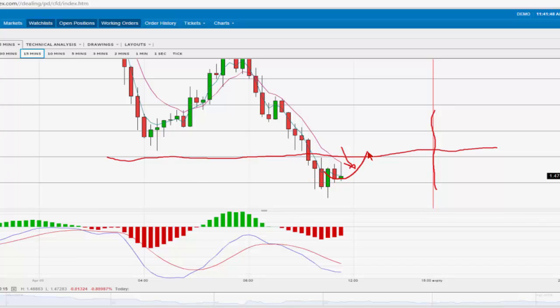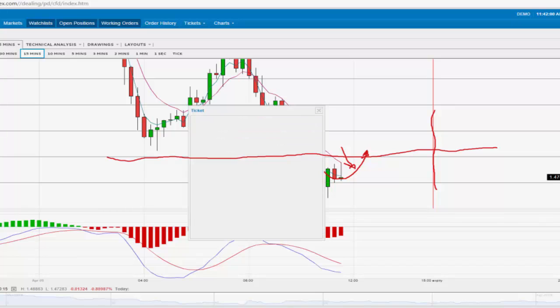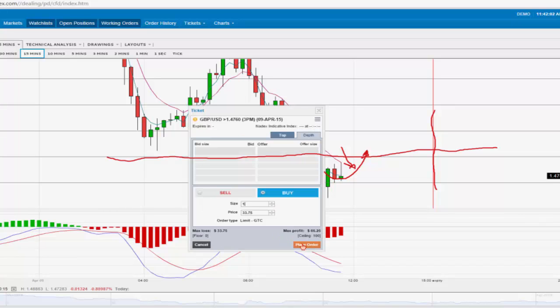And if this marketplace started to reverse on me, I can also exit this trade early. And I'm going to exit this trade right now, just by clicking on it.